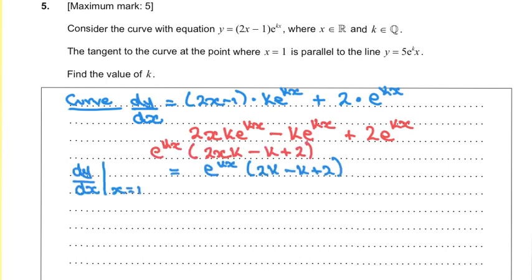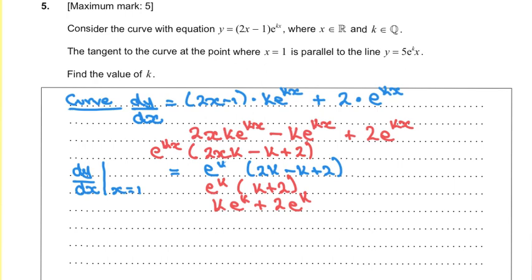Therefore, we get the differential when x is 1 is equal to e to the power of k, brackets 2k minus k plus 2, which is equal to e to the power of k, brackets k plus 2. Now let's multiply it out, giving us k lots of e to the k plus 2 lots of e to the k.